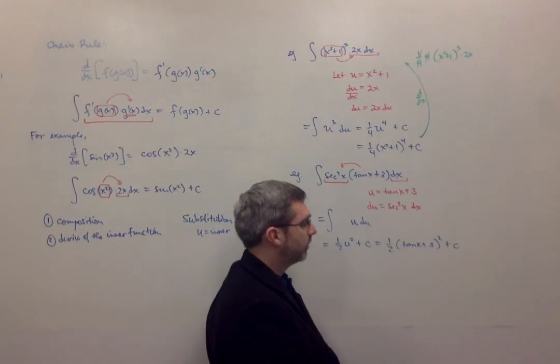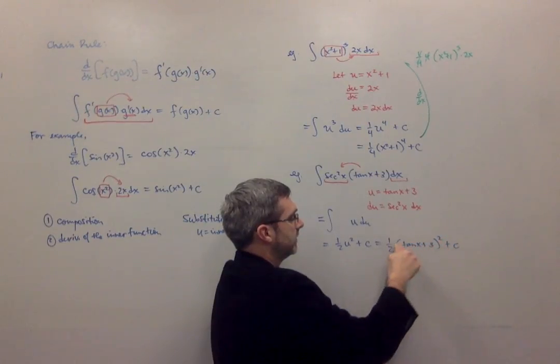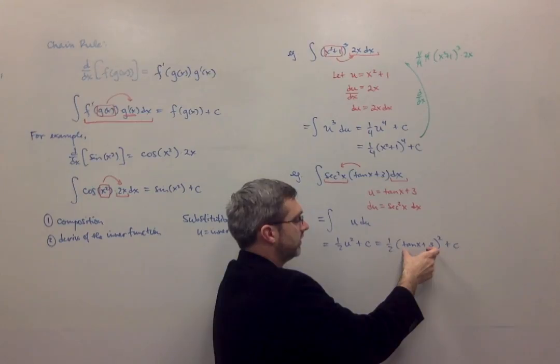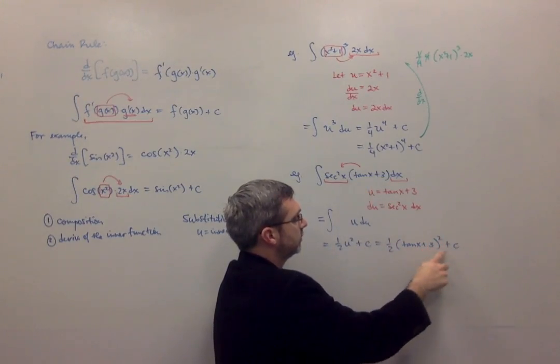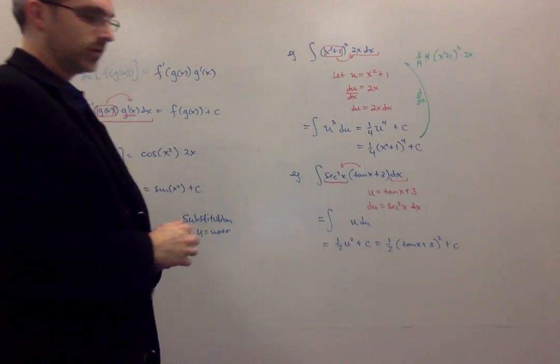And if we're ever in doubt, again, I can differentiate. If I go backwards, I'm going to bring down the 2 and the half are going to cancel. Derivative of the outer, plug in the inner, and then the derivative of the inner is going to give me that secant squared. Okay?